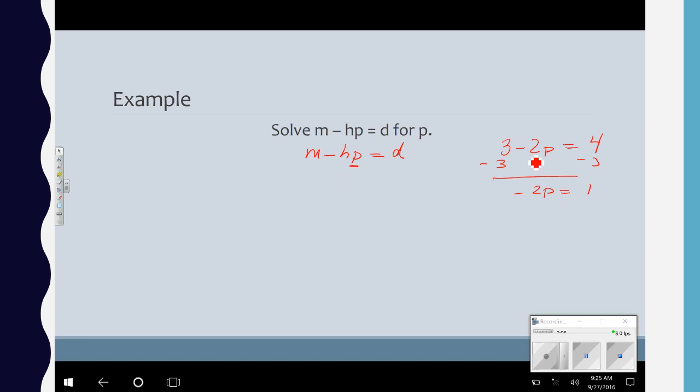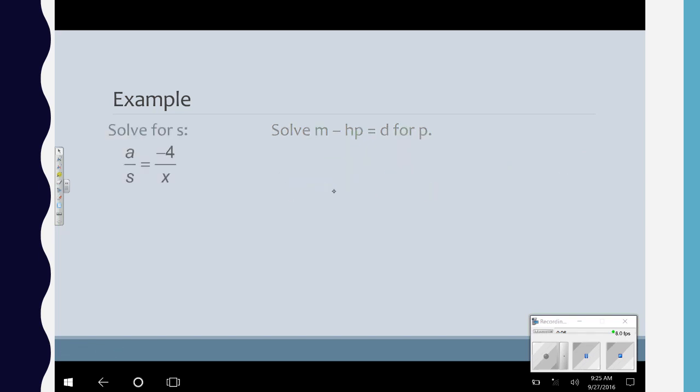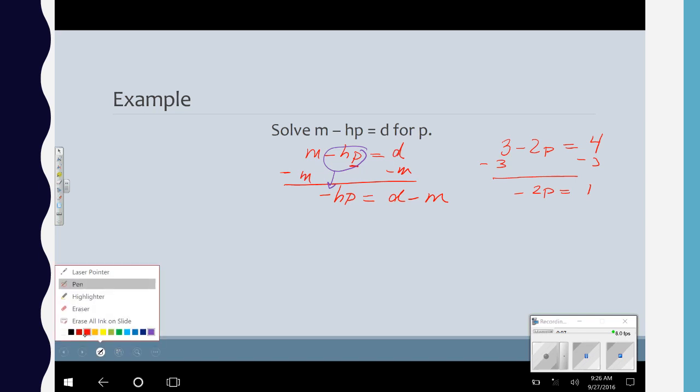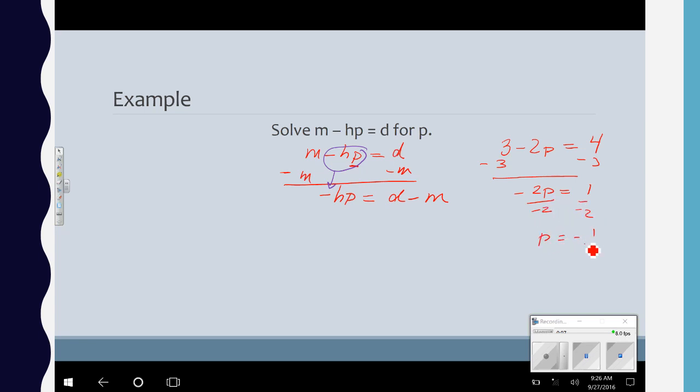First thing I'm going to do over here is I'm going to subtract the m. But d and m are not like terms, so when we combine them, remember, it's just negative hp equals d minus m. Again, remember that, keep pointing this out. This goes here and becomes that negative. Okay, now all I have left to do over here is divide by negative 2, so p is negative 1/2.